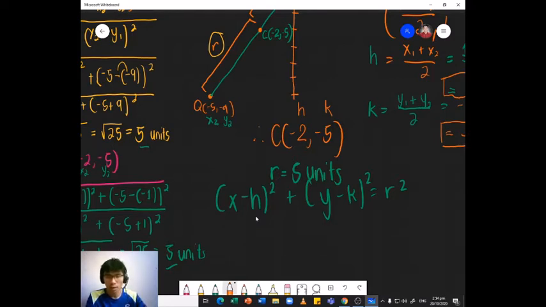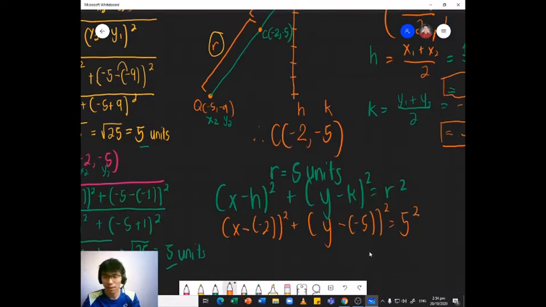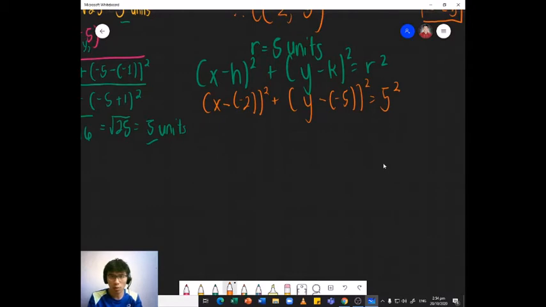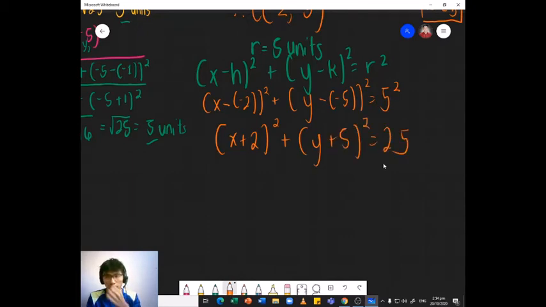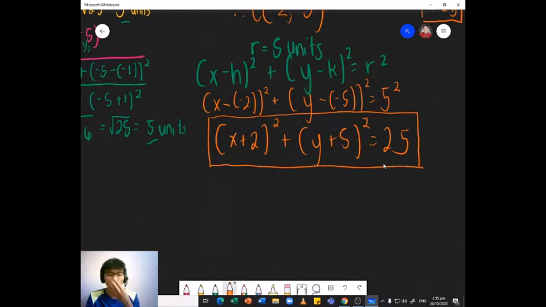So it becomes (x - (-2))^2 + (y - (-5))^2 = r^2. Your r here is 5, so that is 5 squared. Let's simplify it a little bit. It becomes (x + 2)^2 + (y + 5)^2 = 25. There you go, ladies and gentlemen. That is the standard form, or the equation of our circle, in the given problem number 1.